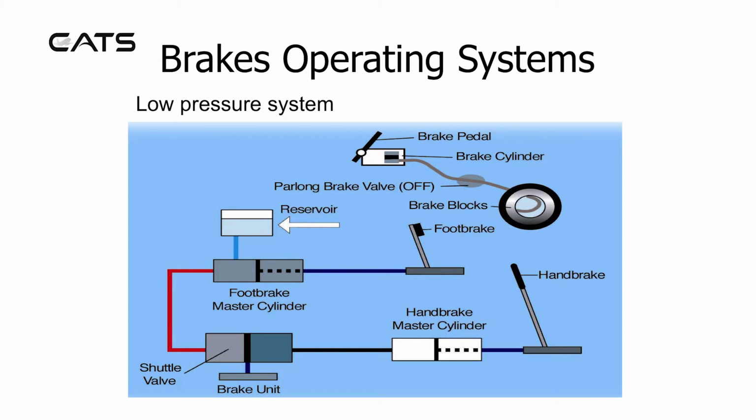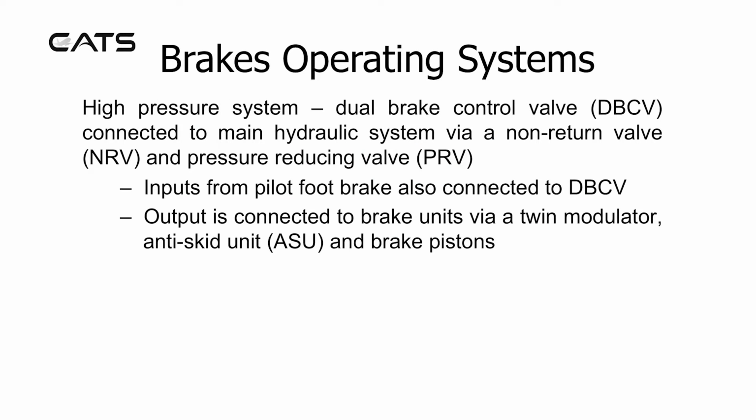Here's an example of a low-pressure system. In a high-pressure system, there's a dual brake control valve connected to a main hydraulic system via a non-return valve and pressure-reducing valve. Inputs from pilot foot brake are also connected to the dual brake control valve. The output is connected to brake units via twin modulator, anti-skid unit and brake pistons.